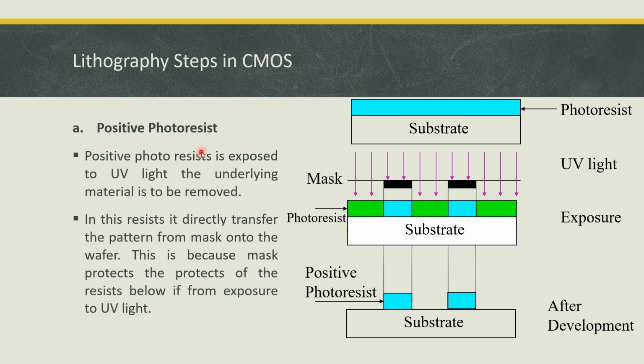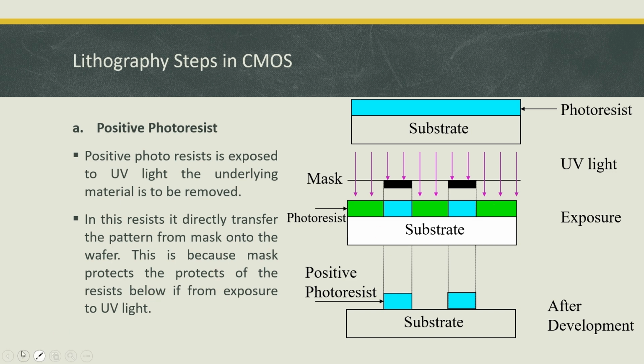In the positive photoresist, the part exposed to the UV light is removed. In this diagram, as you can see, the resist directly transfers the pattern from the mask onto the wafer. This is the photoresist applied on the substrate. This is the mask, and it is exposed to the UV light. This blue color material remains as it is because the mask protects it from the UV light, and the remaining part is exposed.